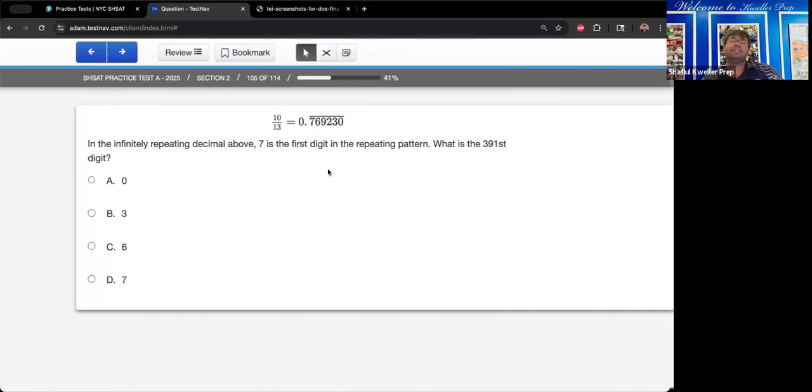7 is the first digit. What's the 391st digit? We see that it repeats, 6 numbers are repeating. So what you do is you divide 391 by 6. You find the remainder, and the remainder should just be the order. This is the first digit, second, third, fourth, fifth, and then sixth. So yeah, 391 divided by 6. 6 times 6 is 36. And 6 times 5 is 30. So it's 65 remainder 1. And that means that it's going to be the first digit, 7. So the answer is D. This is a pretty common question that might appear on your test.